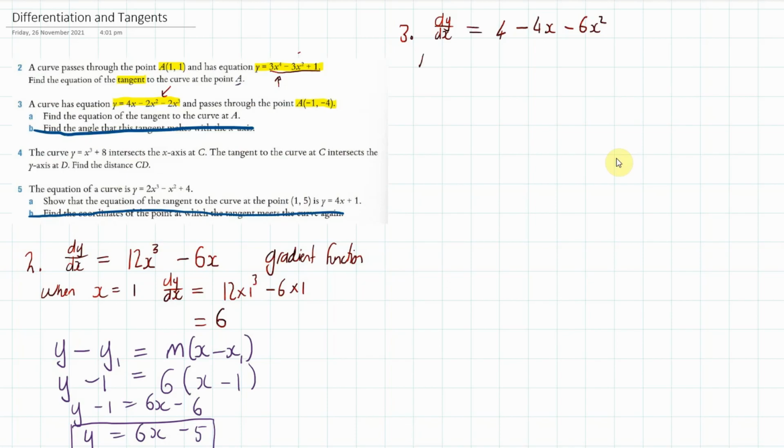And at x equals minus 1, what is the gradient function going to give us? Well, dy/dx will be equal to 4 minus 4 times minus 1 minus 6 times minus 1 all squared. And what is that? 4 plus 4, because the minus 4 times the minus 1 is positive 4, so that's 8. Take away 6, which is equal to 2. So this is our gradient at that point.